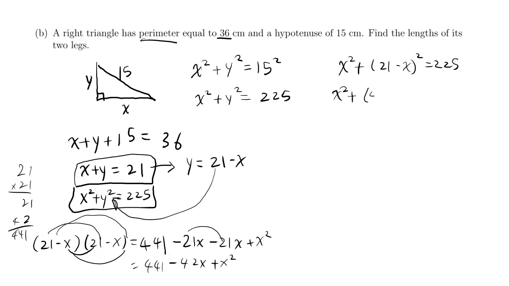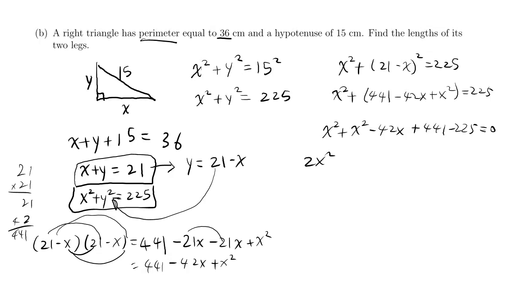So we replace it as 441 minus 42x plus x squared equals 225. And then we have x squared plus x squared minus 42x plus 441, and subtract 225 from both sides to equal 0. x squared plus x squared is 2x squared minus 42x. Let's see, what's 441 minus 225?